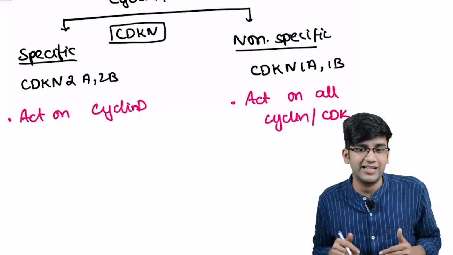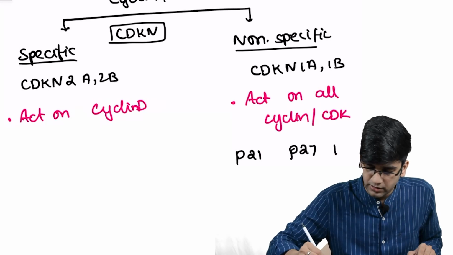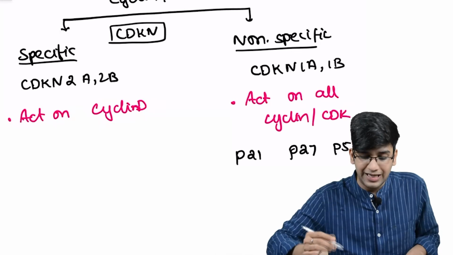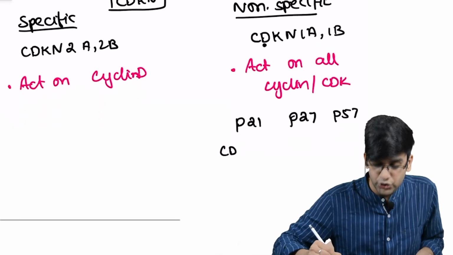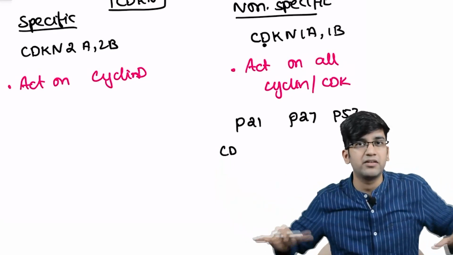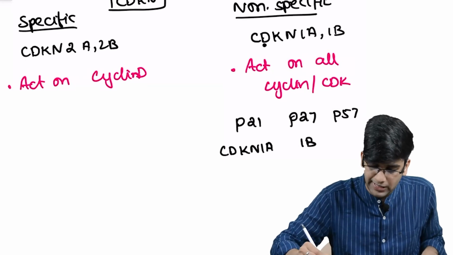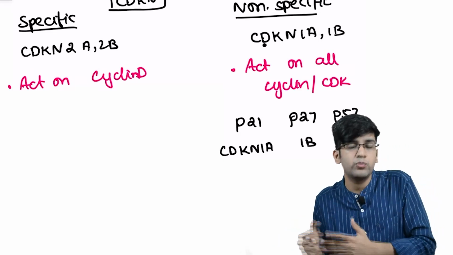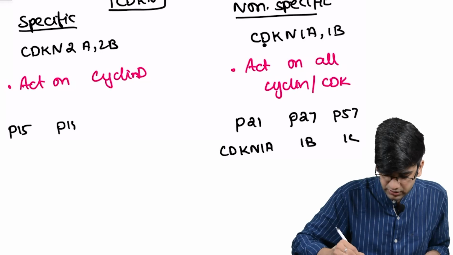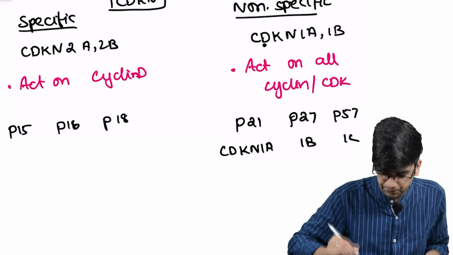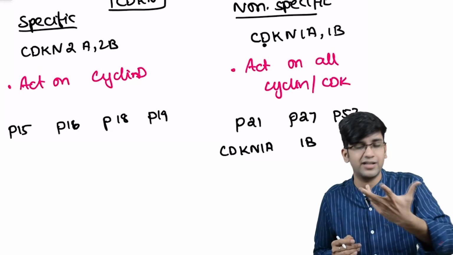So the non-specific cell cycle inhibitors are going to be P21, P27, P57. So P21's other name is CDKN1A, right? I'm just going to write it here so that you do not find it difficult when you have some big alphabet in the bracket. It's just an expansion, right? CDKN1A, 1B, and 1C. And here we have P15, P16, P18, and P19. So P is for the protein product and the numbers are the molecular weight, that's all.